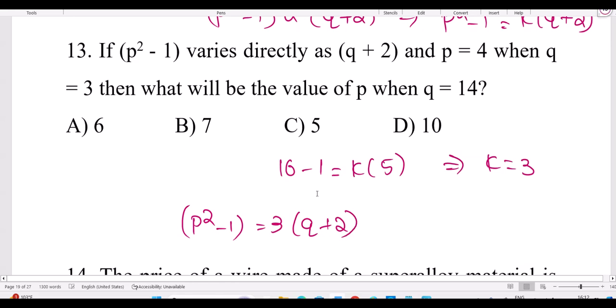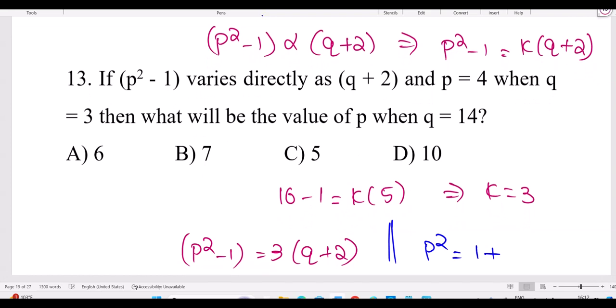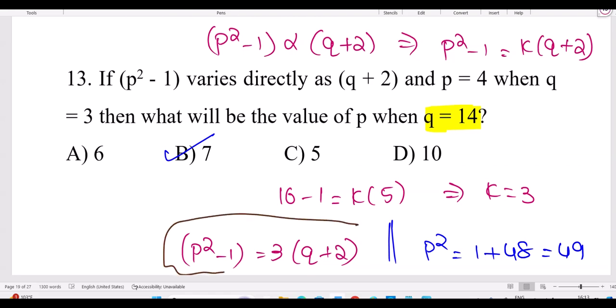Now they have given q, and you need to calculate p. So put that q value. So p square equals 1 plus 48, which is equal to 49. p will be equal to plus or minus 7. But here in the options, only 7 is available. Now you have the equation, put q value 14. See, first a set of values is given to calculate k. Once you have k, among p and q, one will be given, and the other one you need to calculate.